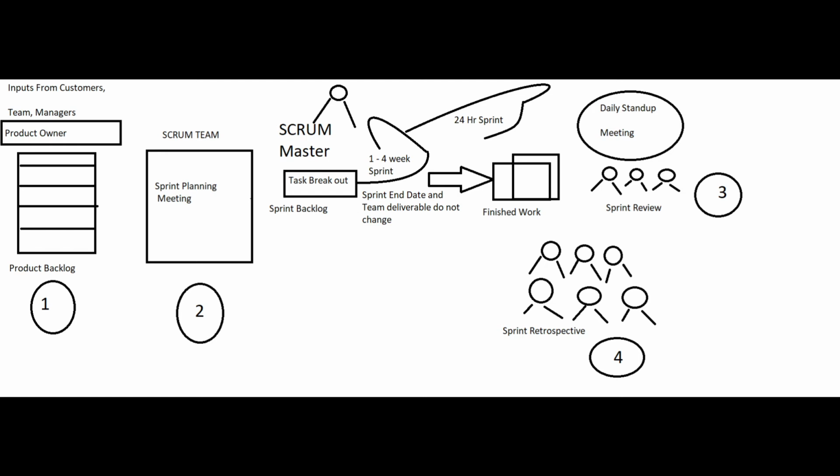In this 1 to 4 week sprint, which we call 1 month, every day we have a meeting that is called the Scrum meeting.